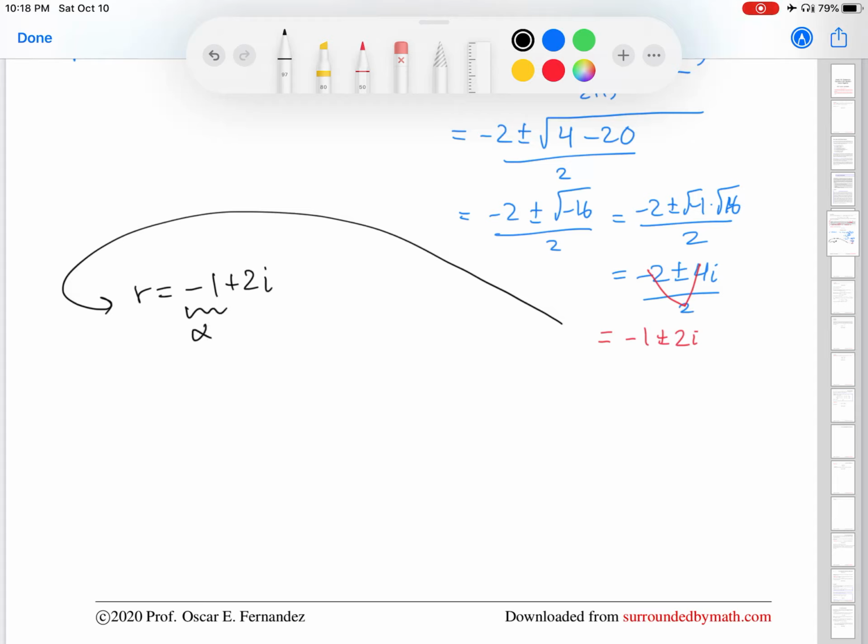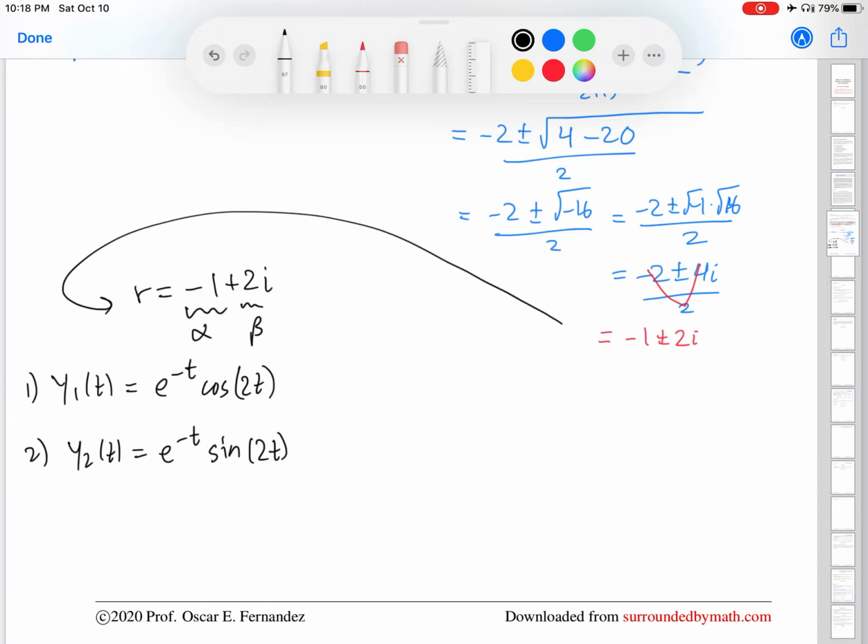Alpha here, this is our real part. This is our imaginary part. So this leads to two real valued solutions: y1 of t, e to the alpha t cosine beta t. And then number 2, y2 of t, e to the alpha t sine beta t.